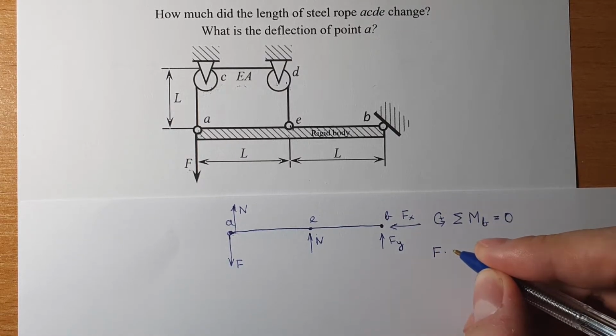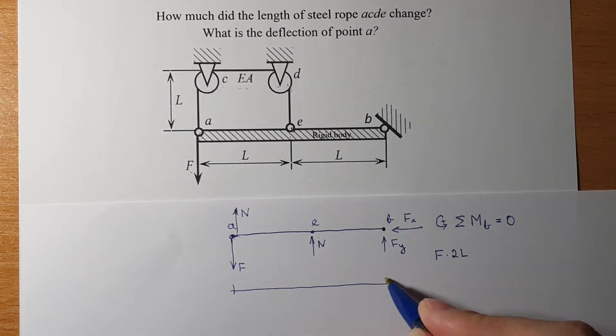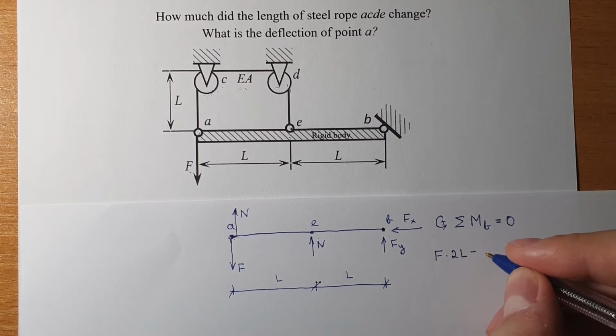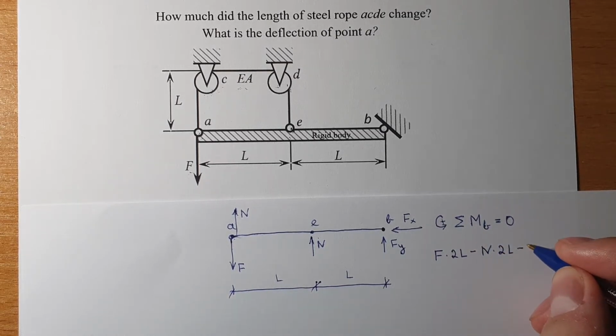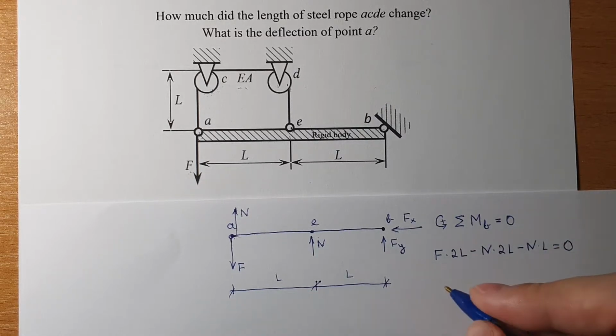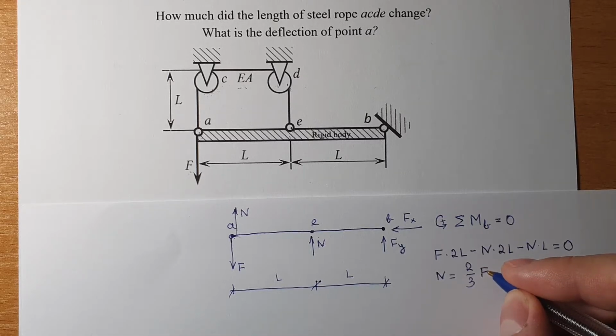F times 2L. Oh, I forgot dimensions. Okay, L, minus N times 2L minus N times L, and it is equal to 0. And from this we get that N is equal to 2/3 of F.